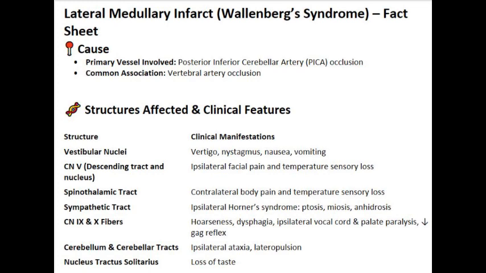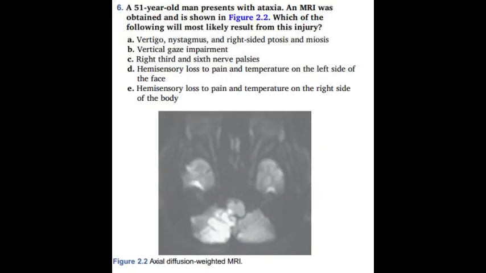Back to our question. Option A: vertigo, which is correct. Nystagmus, which is also correct. Right-sided ptosis and meiosis, that is Horner syndrome on the ipsilateral side, which is correct because the lesion is in the right lateral medulla and the right cerebellum.